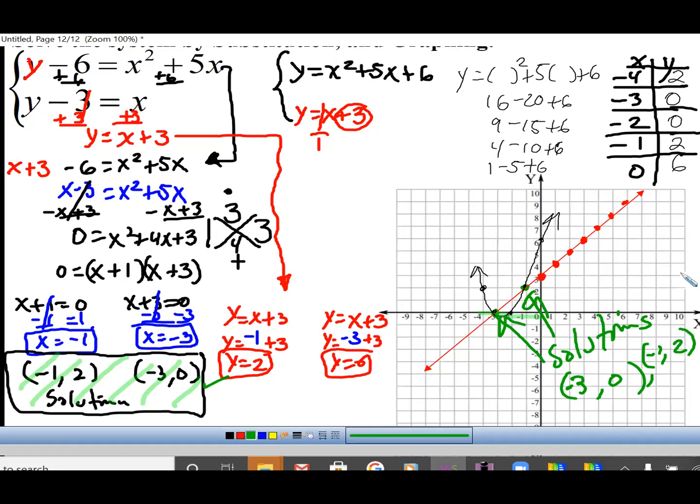All right, guys, I'm gonna stop right there. That's the home play for tonight. Basically, you're just gonna focus on substitution and graphing.